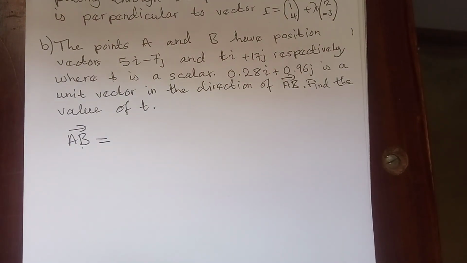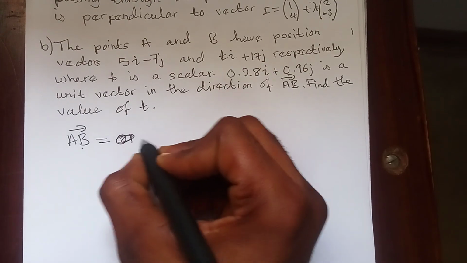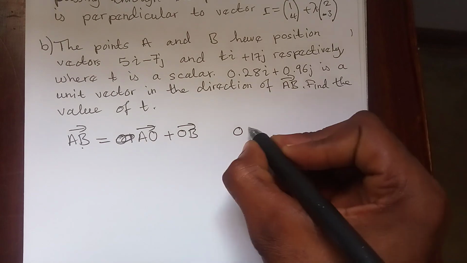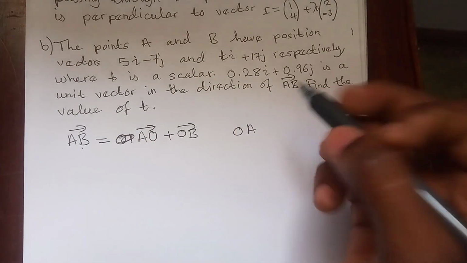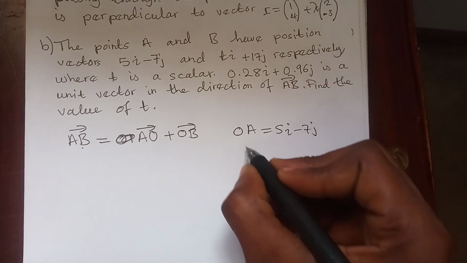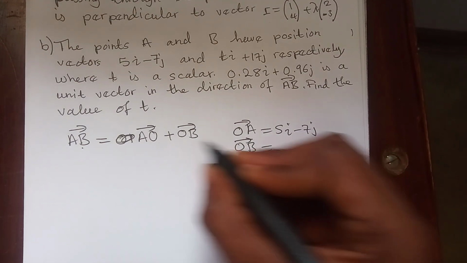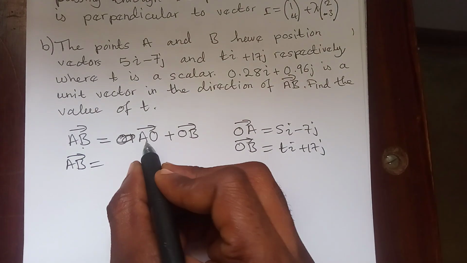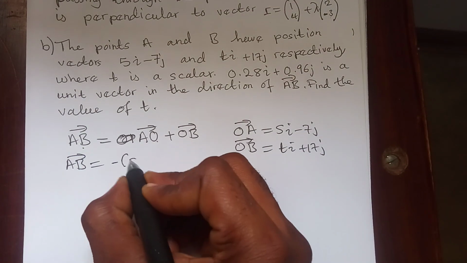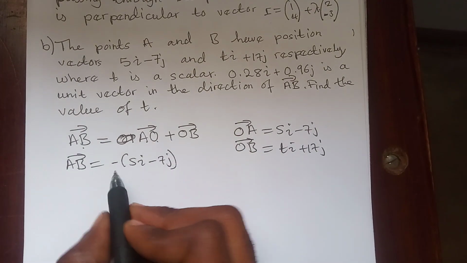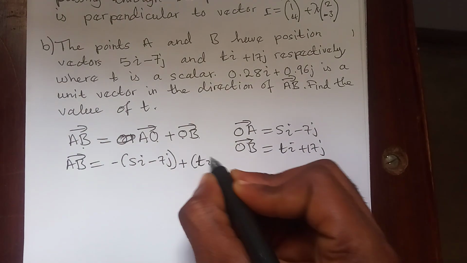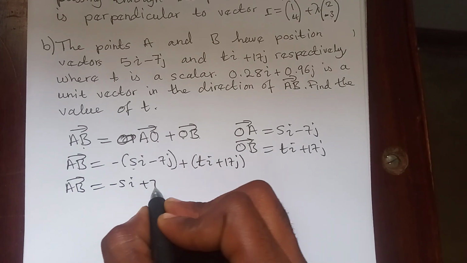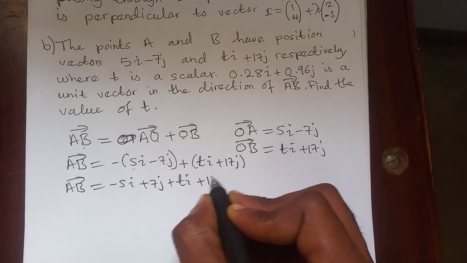So your AB will be, okay, let me just do it like this, AO plus OB, where OA is the position vector of A, which is 5i minus 7j. And then OB is the position vector of B, which is ti plus 17j. So then AB will be AO, just swap this, so negative 5i plus 7j, and then plus OB, which is ti plus 17j.